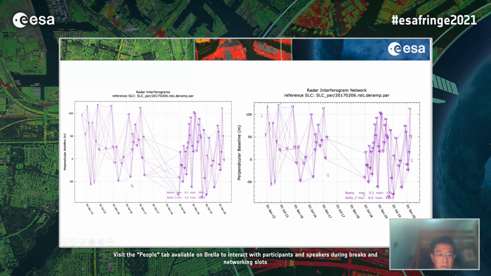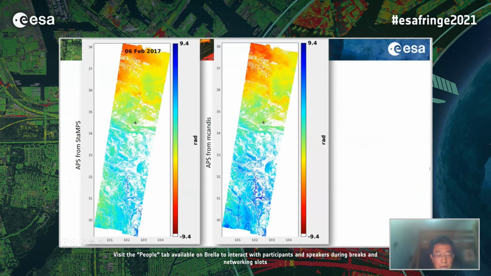If we use the identified PS points to construct this kind of sparse network, we can get this. And we use the common scene stacking technique to do the APS estimate. There is some data for which you cannot estimate APS using this method, so we remove some data. You can see this is the result we obtained.